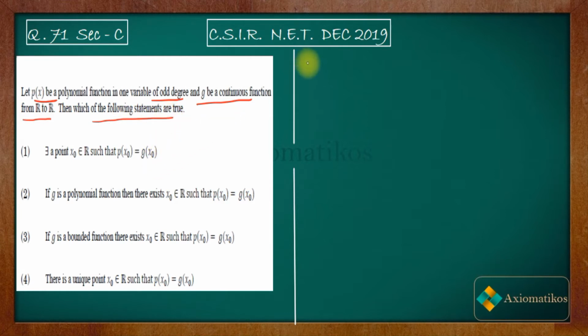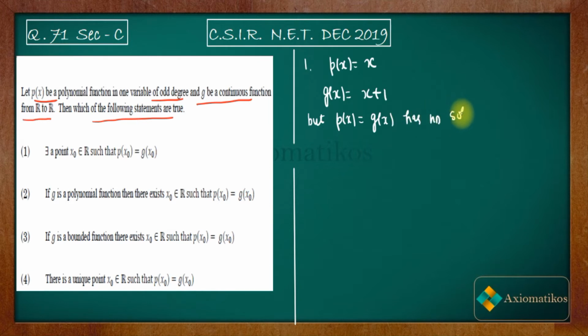Statement 1 is saying that there exists a point x naught belongs to R such that P(x naught) is equal to g(x naught). To disprove this, let us take P(x) equal to x and g(x) equal to x plus 1. So P(x) is a polynomial of odd degree and g(x) is a continuous function, but P(x) equal to g(x) has no solution. So option 1 is incorrect.